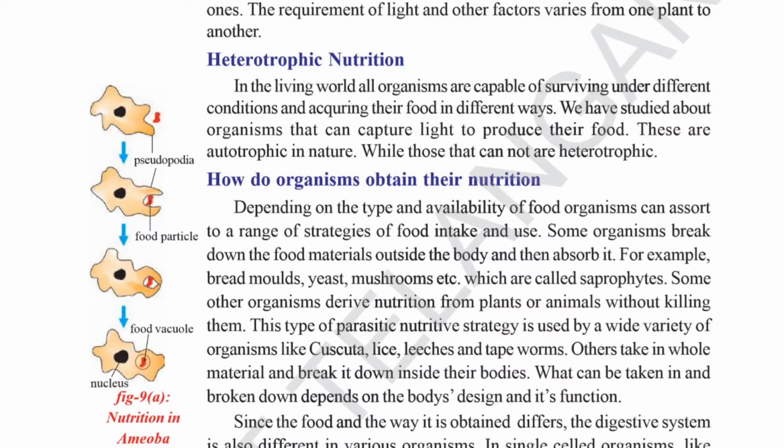This is chapter 1 of 10th class, Nutrition, Food Supplying System. Autotrophs and autotrophic nutrition, heterotrophic nutrition. We have seen autotrophic nutrition, now heterotrophic nutrition.